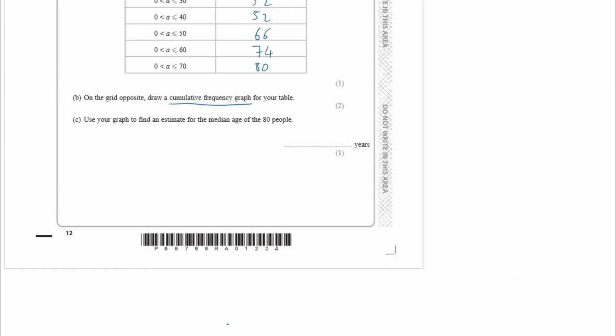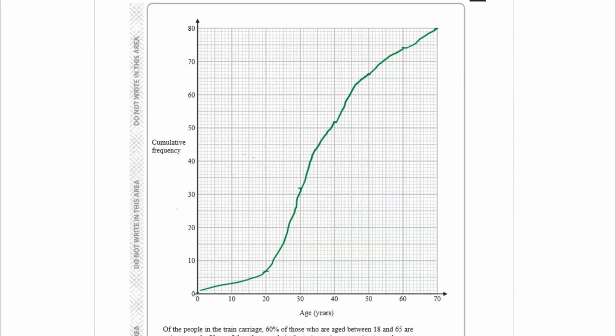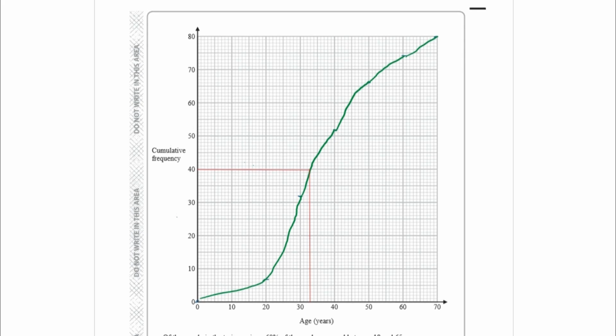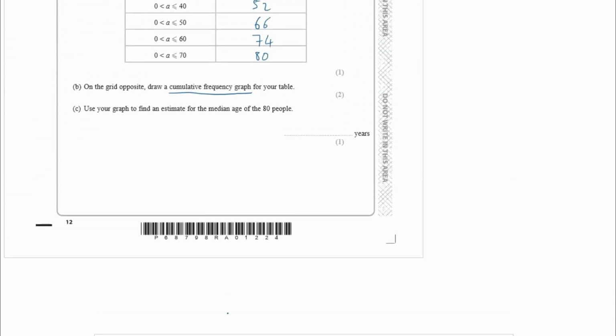On the graph, use your graph to find an estimate for the median age of the 80 people. So the median age is going to be the age in the middle. Drawing a line across, we realize that 40 seems to land around 33. So we can estimate the median age to be 33. So answering this question here, 33 years. Now be aware of the fact that in your exam, if you get the age right within 1 point, that should be pretty good. So we'll accept 32 to 34 bracket. So if the right age exactly was 32, then 33 will be accepted.